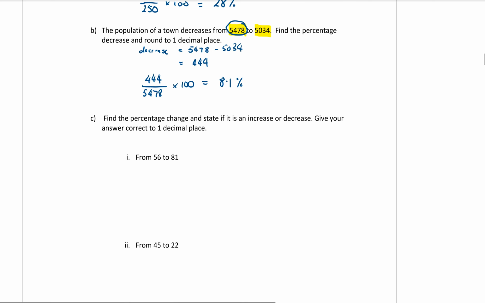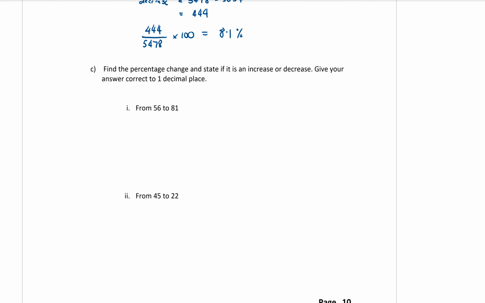Part C. Find the percentage change and state if it is an increase or a decrease, and give the answer correct to one decimal place for each of these questions that we have here below. So there's two questions that we're going to do here. The first one, we're starting with the number 56 and it's going to the number 81. So you can see that the number is getting bigger. If it's getting bigger, it means that it's an increase.